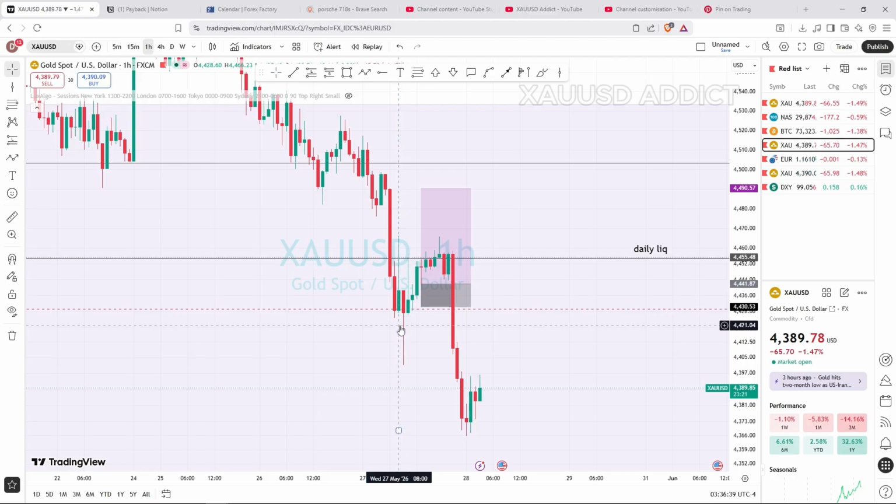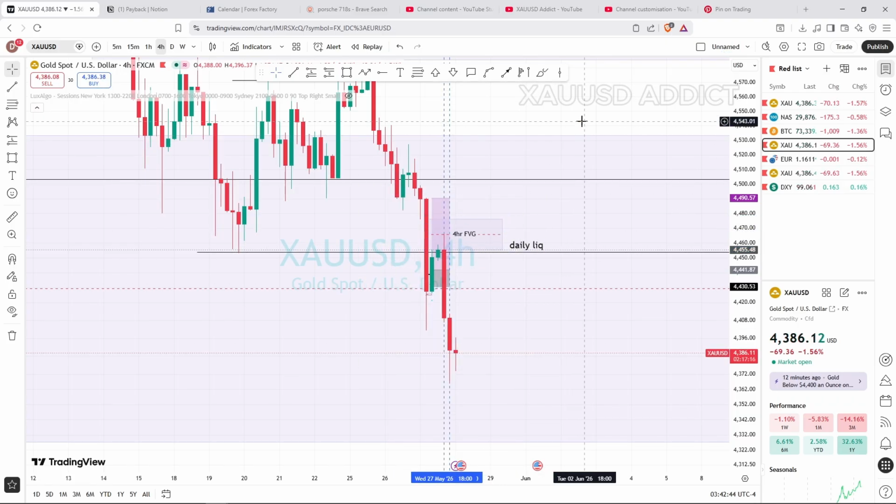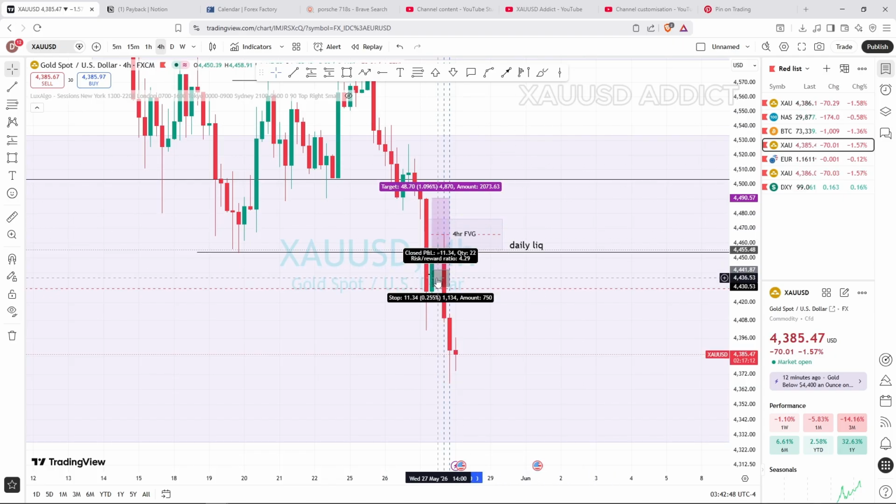So price came, this bullish candle, it went and rallied up to a 1 hour fair value gap. It formed a 4 hour fair value gap at that zone. Then before our time, price had come and tapped into the 4 hour fair value gap.